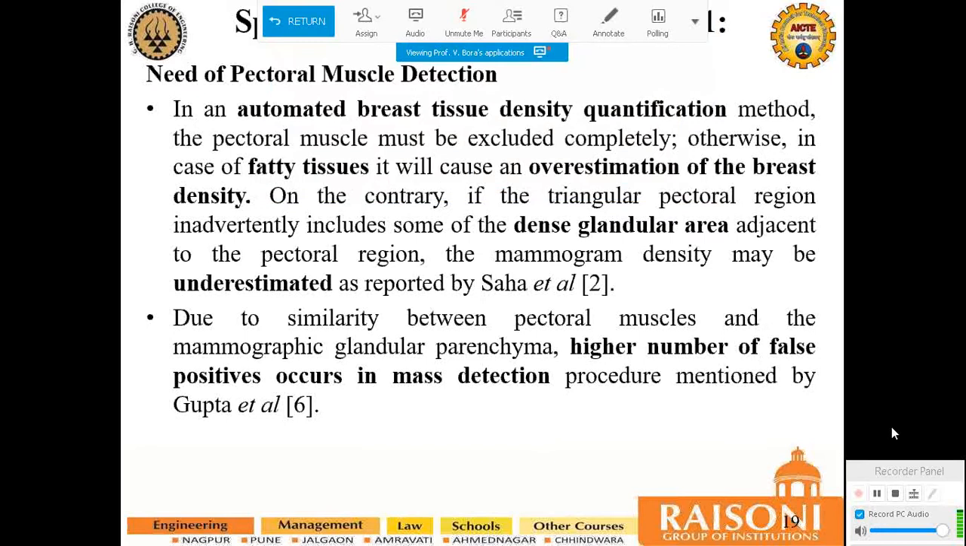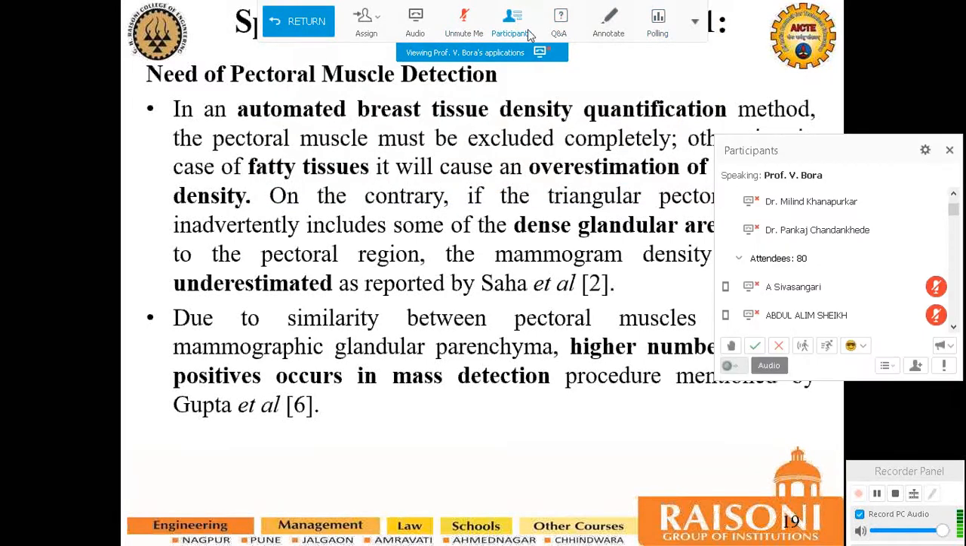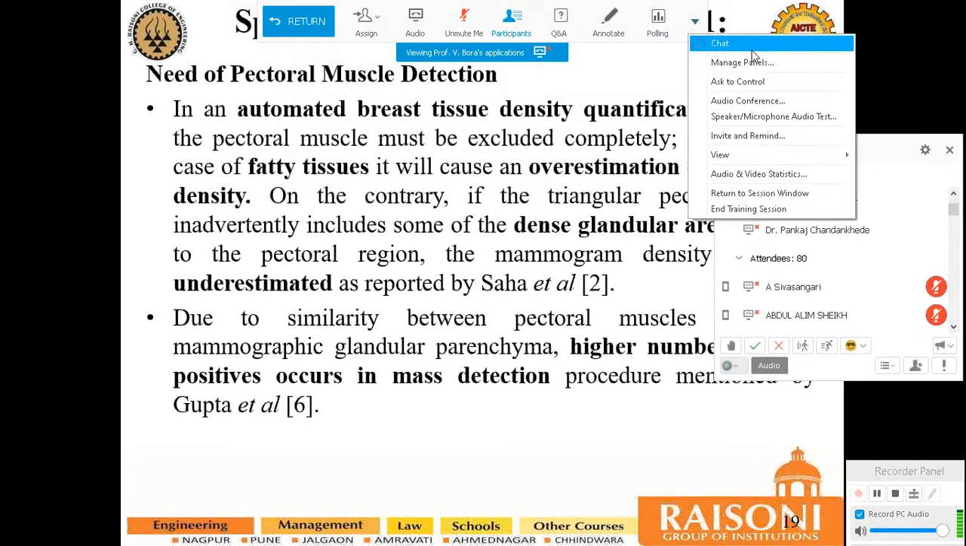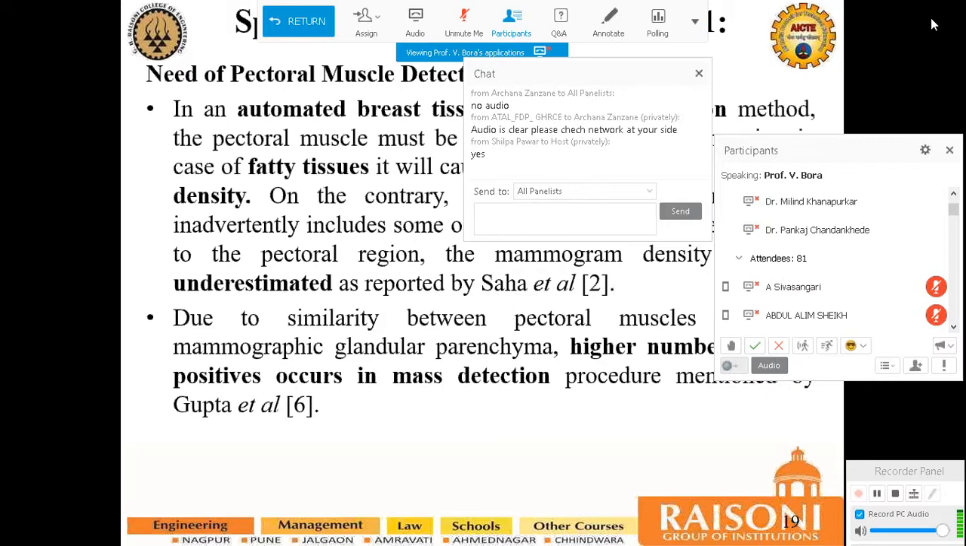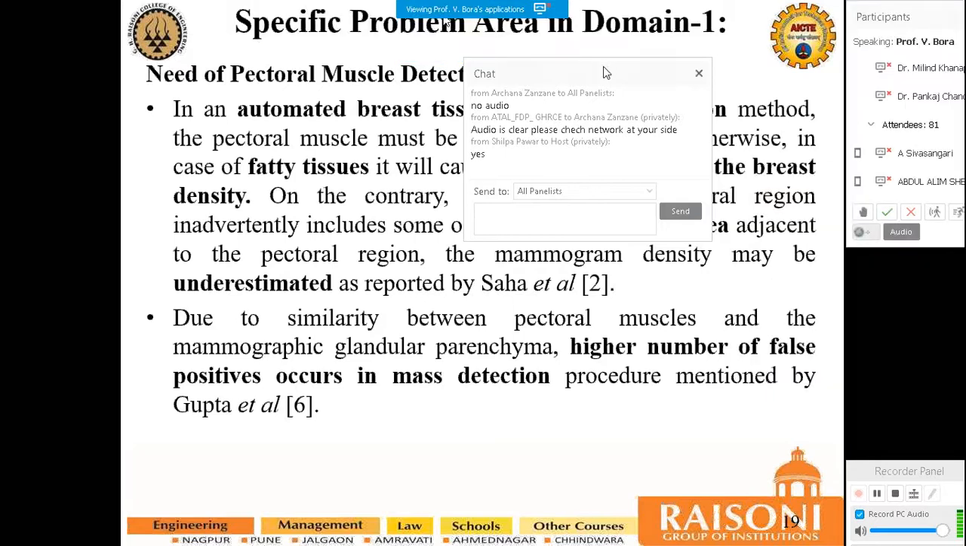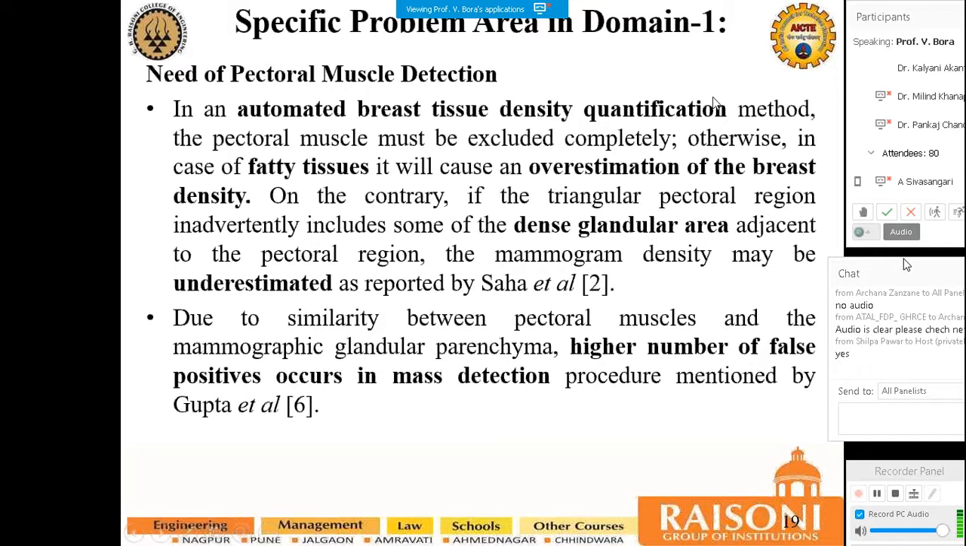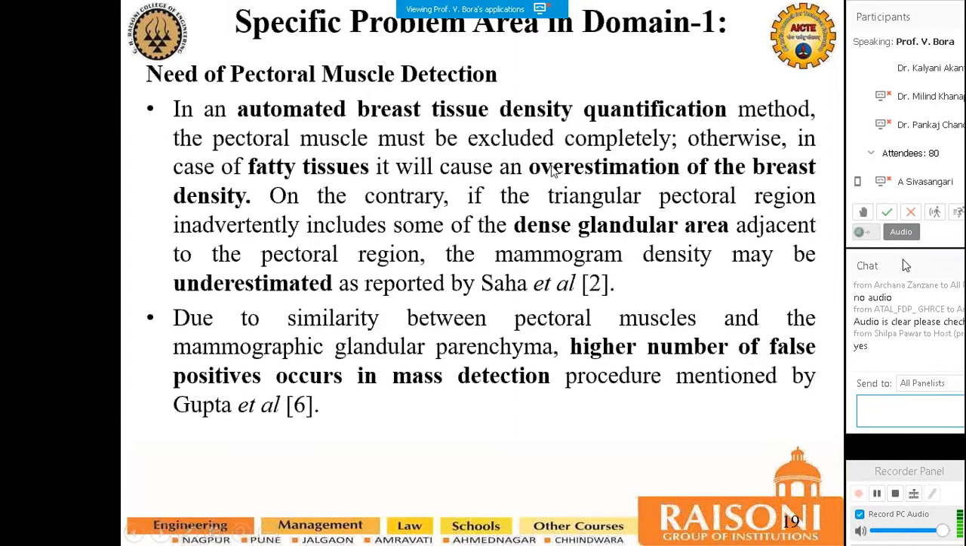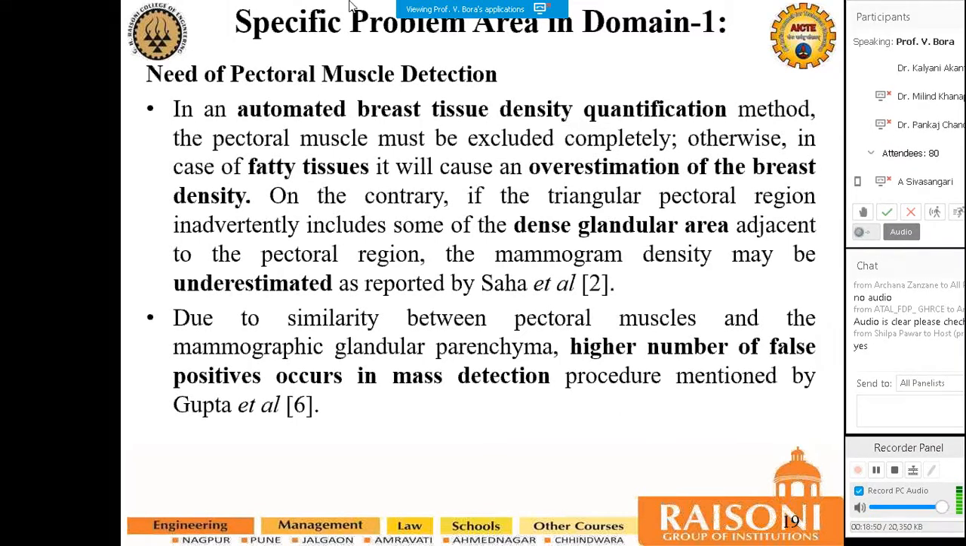Because in a CAD system, the first point is that the breast tissue density is quantified there. Now, in the automated CAD system, wherever this breast tissue density is calculated, what happens if the pectoral muscle is not completely segmented? There can be two possibilities: overestimation and underestimation.